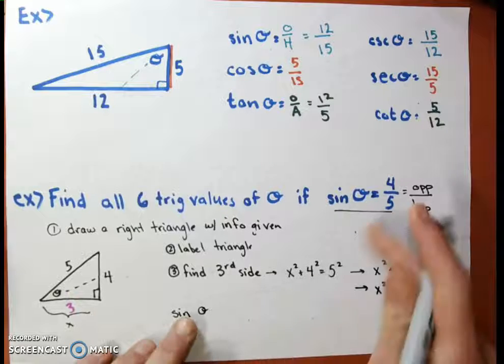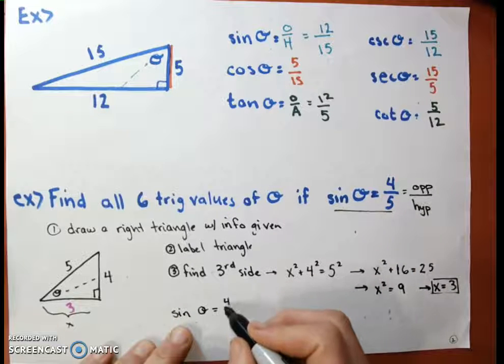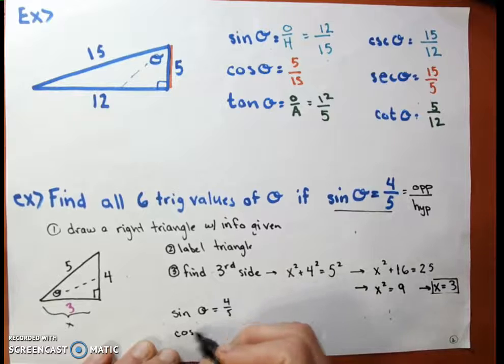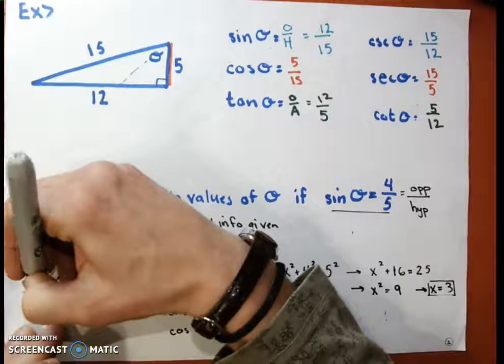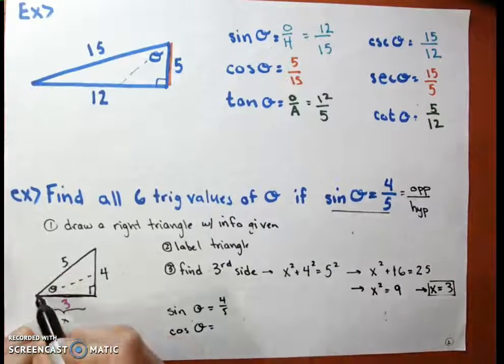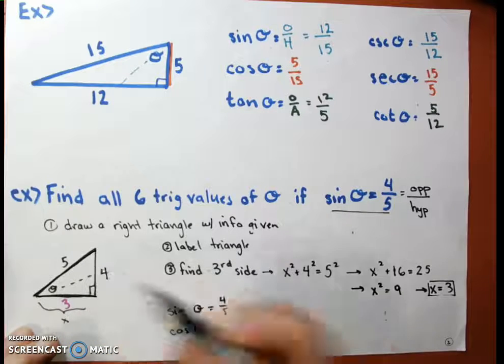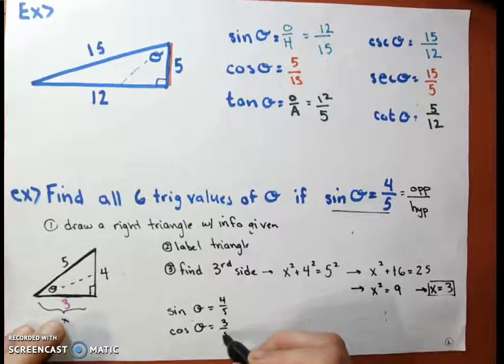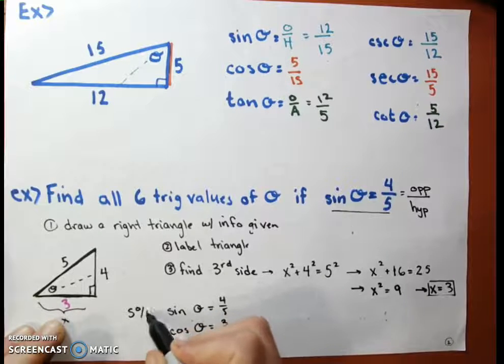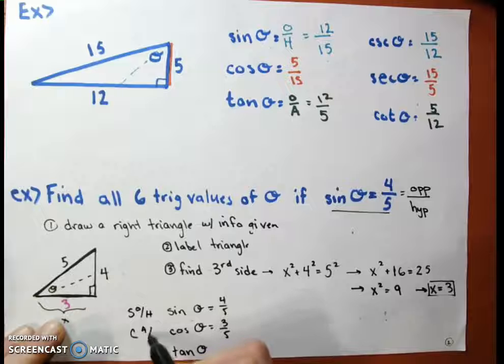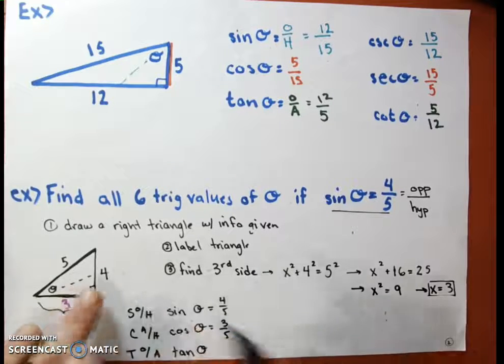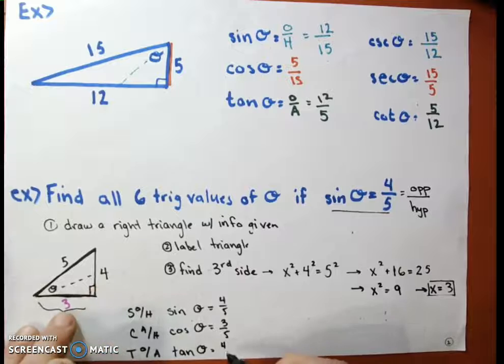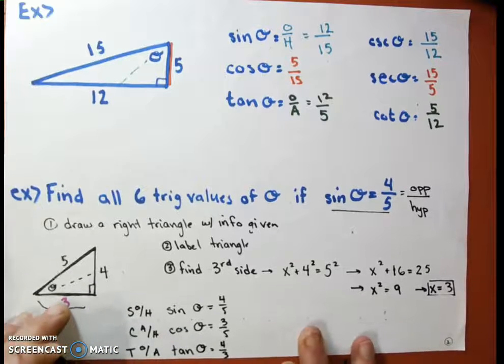Now I have a fully labeled triangle just like before, and so it should be easy to find the sine of theta. Well, that one I already knew. Sine of theta is 4 over 5. The cosine of theta is going to be the adjacent, so that's this one, adjacent to theta, over the hypotenuse. So that's 3 over 5. The tangent of theta: here we used opposite over hypotenuse, here we used adjacent over hypotenuse, and here we're going to use opposite over adjacent. So opposite is 4 and adjacent is 3. So I've got 3 of them.